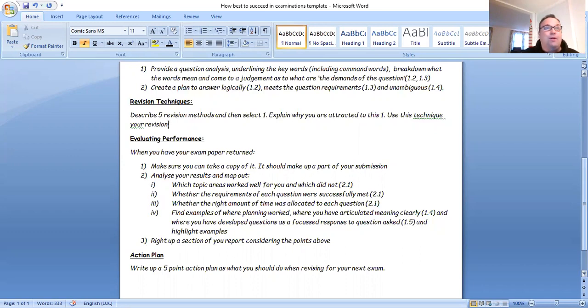Once you've gone through this process of working through your paper, then write up a section of your report considering the points above. Done. Lastly, detailed was the brief, but it says on the brief, write up a detailed five-point action plan for the next time you need to revise something.